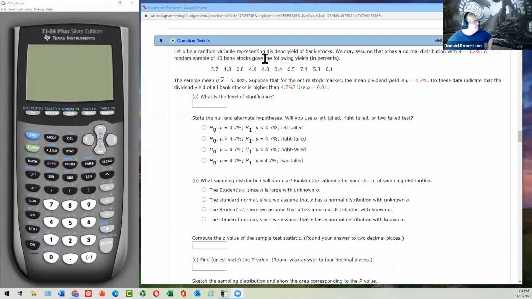this is a story about dividend yields of banks. So if you're into business, I guess that might interest you. In this particular story, sigma is 3.2%. So these numbers represent percentages. The random sample of banks is 10. The average of all of these is about 5.38.